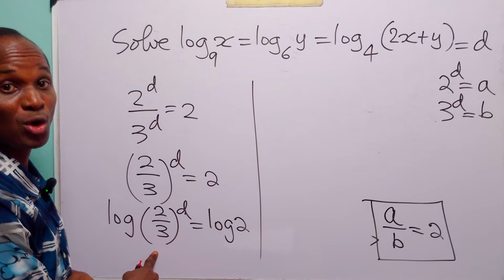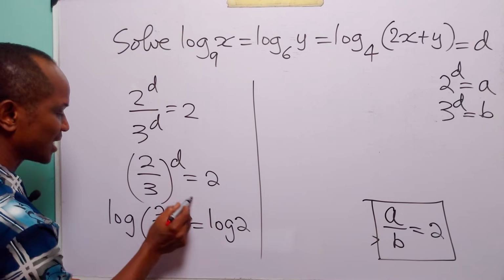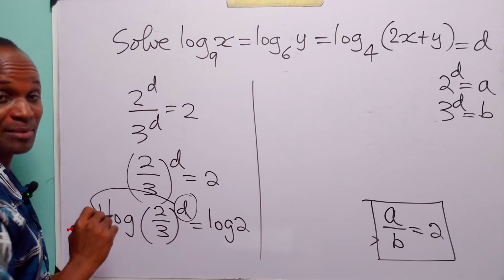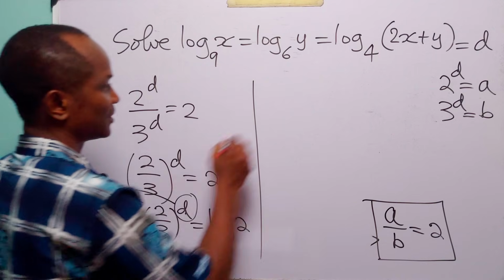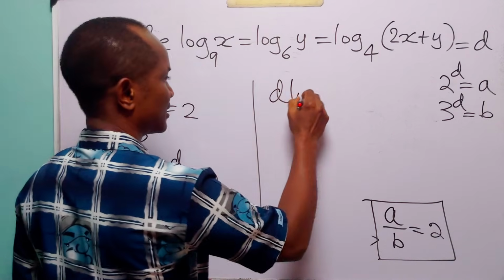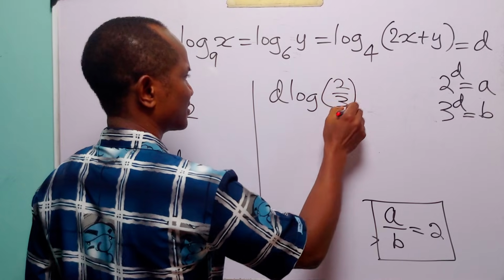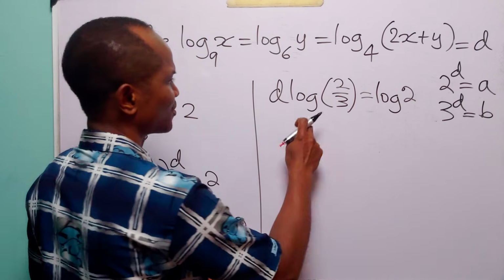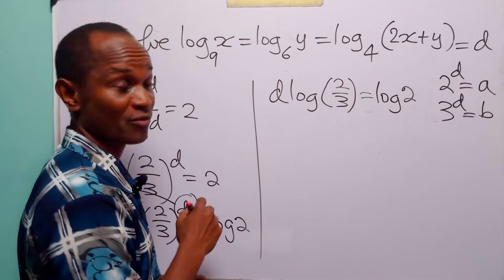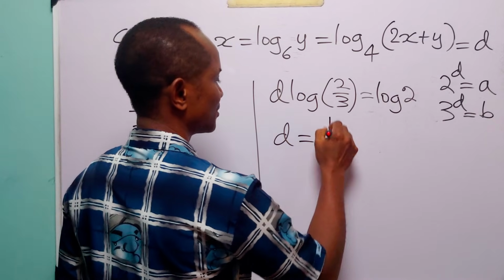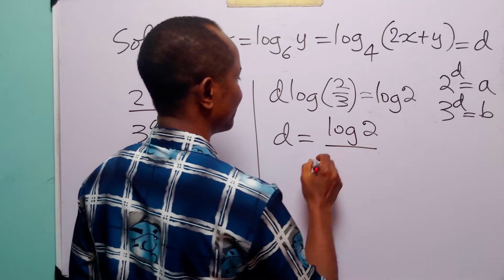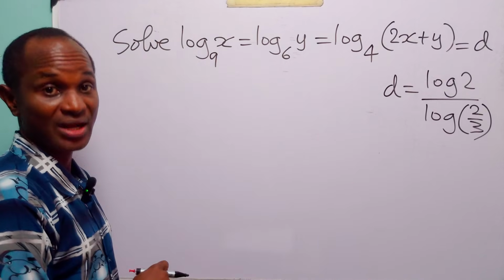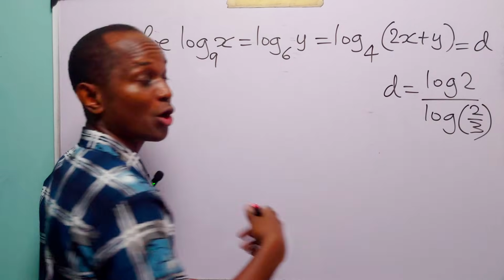Now let us apply the power rule of logarithms to this left-hand side. When we do that, we bring down d, that is the exponent of 2 over 3, to the front of this log term to become a multiplier. When we do that, we have d times log of 2 over 3 is equal to log 2. And when we divide both sides of this equation by log of 2 over 3, we have that d is equal to log 2 divided by log of 2 over 3.